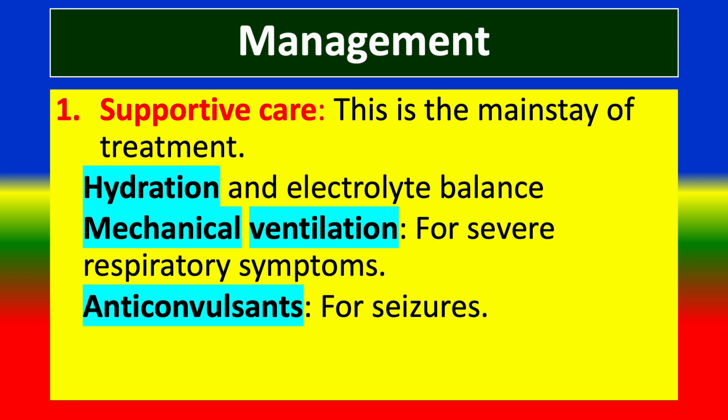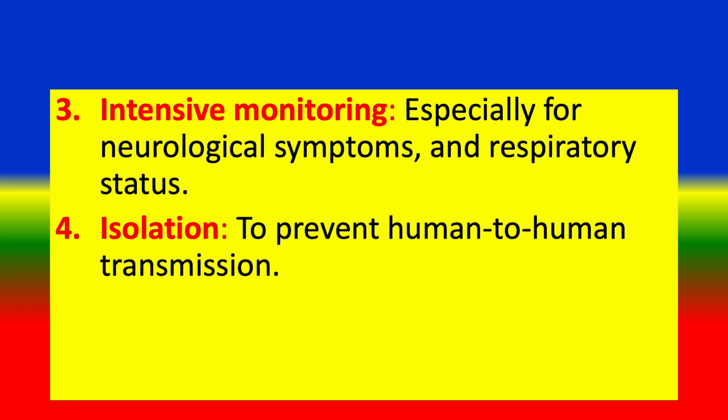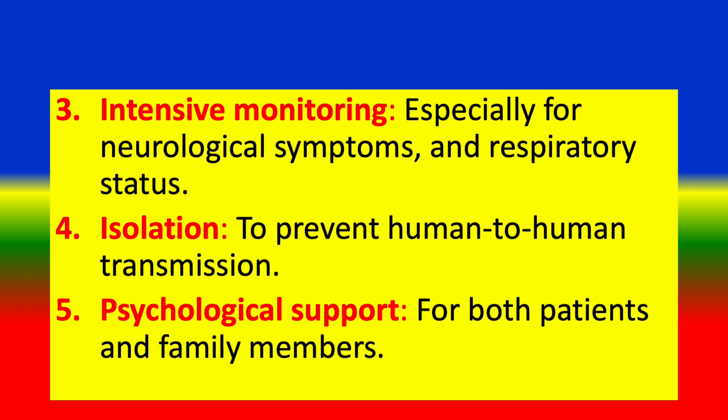Disease management. 1. Supportive care. This is the mainstay of treatment: hydration and electrolyte balance, mechanical ventilation for severe respiratory symptoms, and anticonvulsants for seizures. 3. Intensive monitoring, especially for neurological symptoms and respiratory status. 4. Isolation to prevent human to human transmission. 5. Psychological support for both patients and family members.